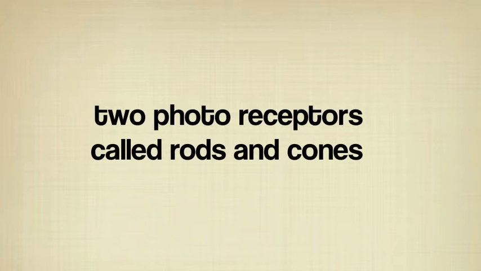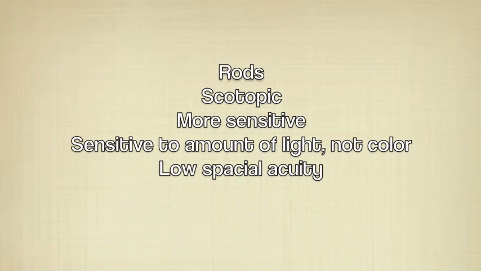Rods and cones. Within our retina, we have two photoreceptors called rods and cones. Starting with a rod, they are scotopic, which means that they are most useful when we are in dim light. There are millions more of these in our eyes than cones, and they are more sensitive. However, they are not sensitive to color, but rather to the amount of light there is. They have low spatial acuity, but are most useful for night vision.